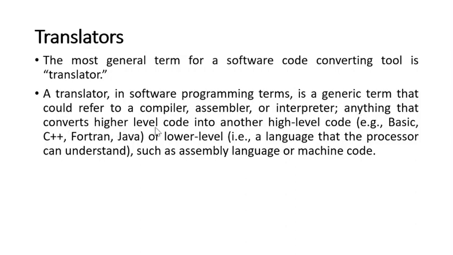Anything that converts higher level code into another level code. So these are example programming languages: Basic, C++, Fortran, Java. Those are high level languages. And then we have low level languages, which are the languages that the processor can understand, such as assembly language and machine codes. So high level languages need to be translated into a much lower level language, either assembly or machine code. Definitely it must be machine code for the computer to understand.